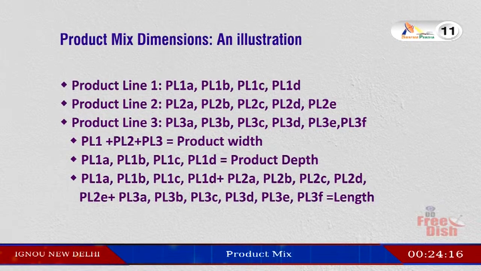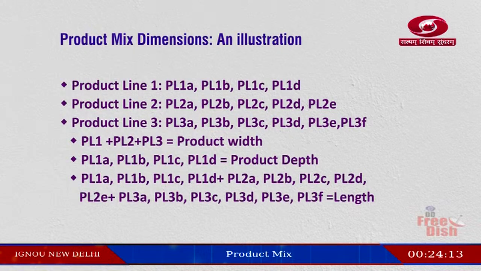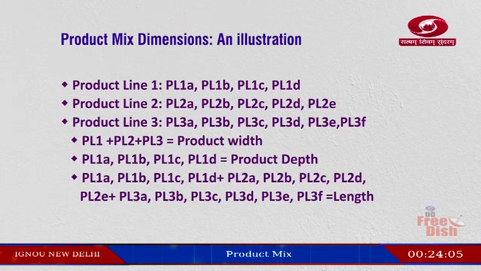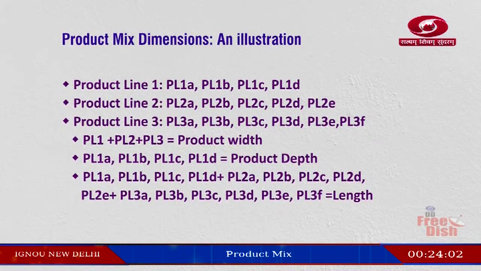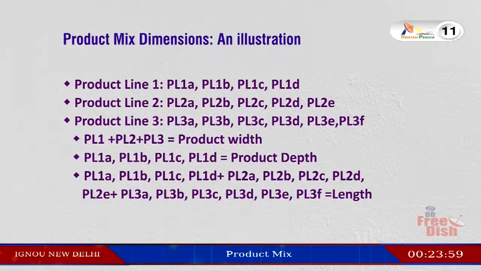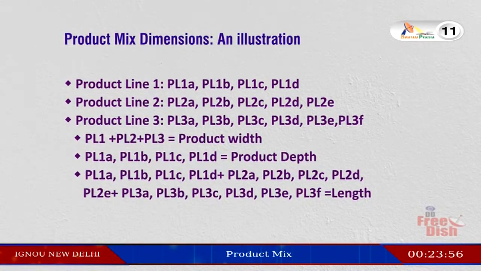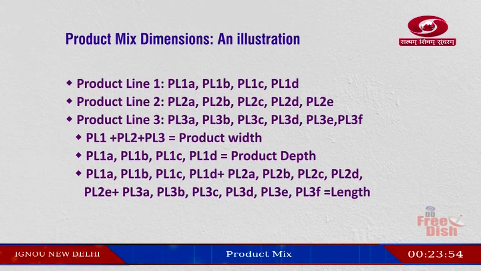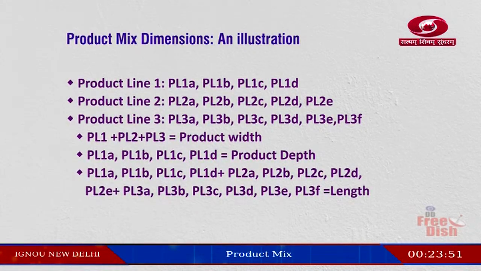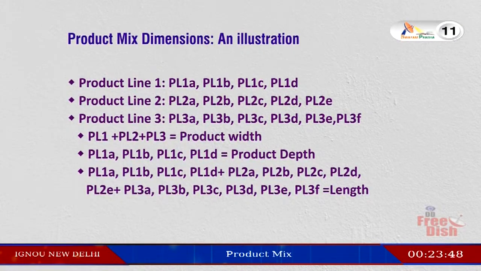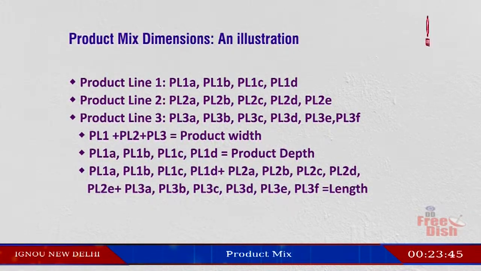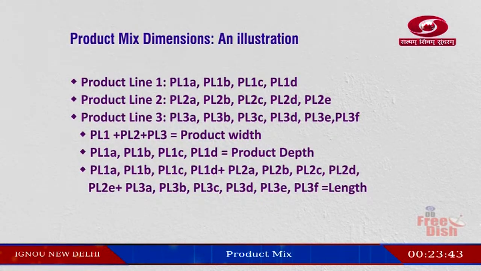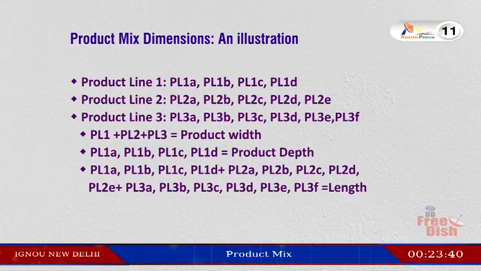Another product line that the company is offering is product line 2. We can call it cosmetics, maybe creams, lipsticks, or anything. In product line 2, we are taking an example that they are offering 5 individual products: product line 2A, 2B, 2C, 2D and 2E. The third product line is related to food items, which has 6 variants: product line 3A, 3B, 3C, 3D, 3E and 3F.